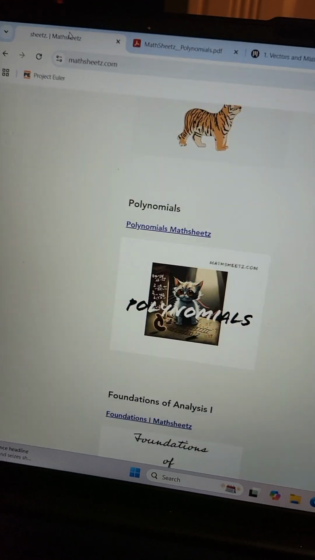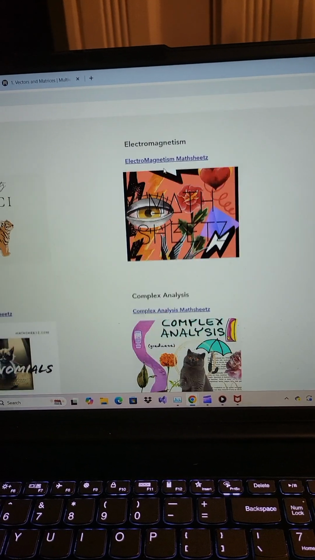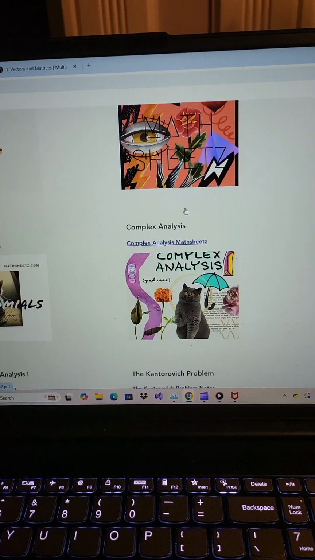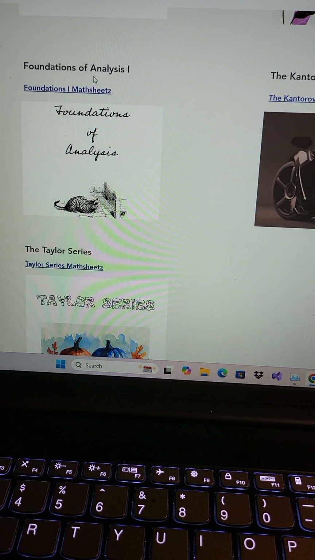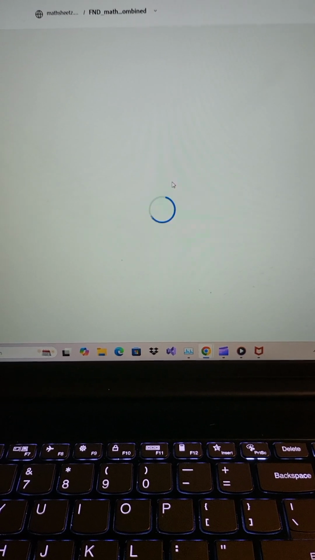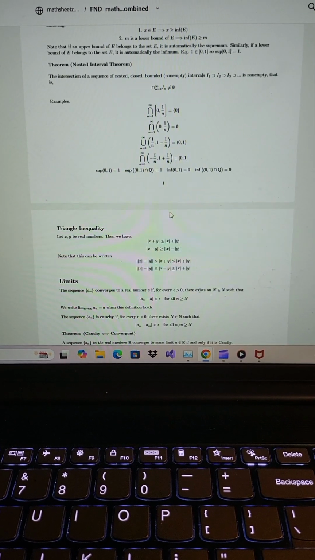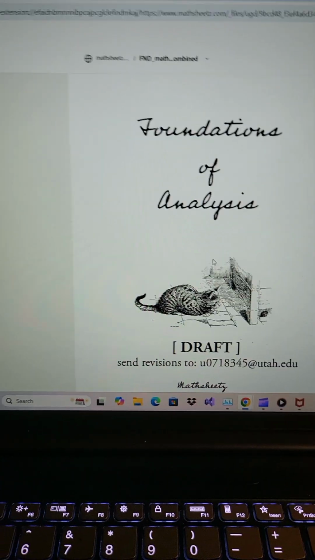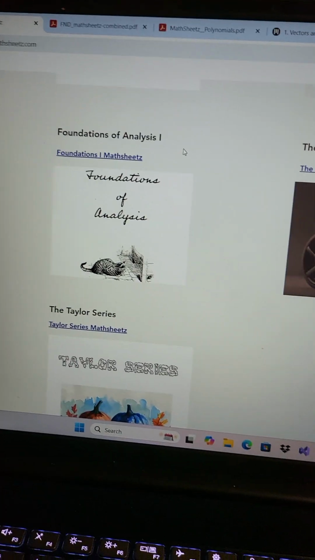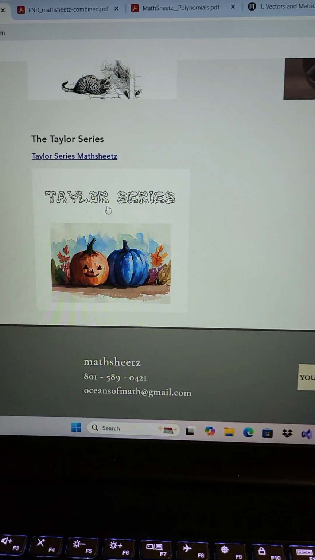And then also on my Math Sheets website, I'll just say I have some other more advanced resources. I have an electromagnetism resource for physics. I have a complex analysis resource, foundations of analysis. This is a nice resource. This is going into some calculus and proving some calculus, but this is going to be more along the lines of the lecture videos that I've been covering on my YouTube. So there's a foundations of analysis.